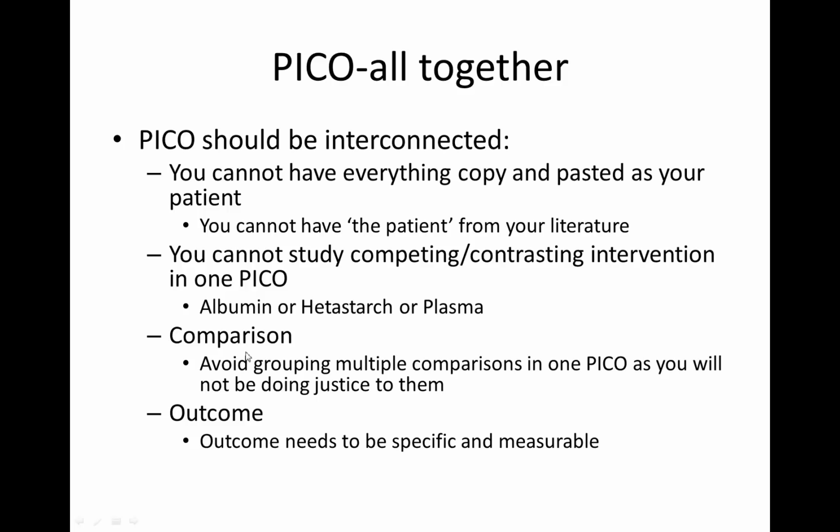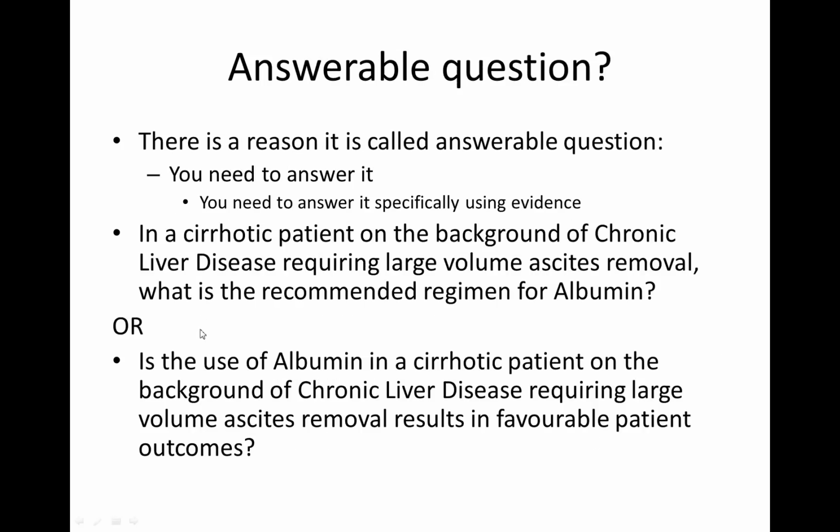You cannot study competing contrasting interventions in one go, because again, as I explained in the intervention section, you do not have time for it. You cannot just summarize your answer if you have so much information in one go. Comparison is really important. Again, do not apply multiple comparisons. And an outcome again needs to be very specific, but all of them should actually give you an answerable question. So there is a reason it is called an answerable question, right? Because you are going to answer it at the end. If you make it so broad, so unspecific, you won't be able to answer it.